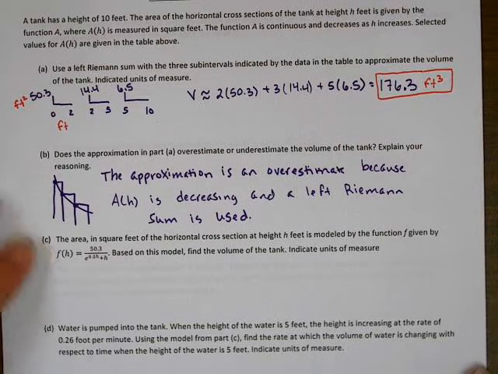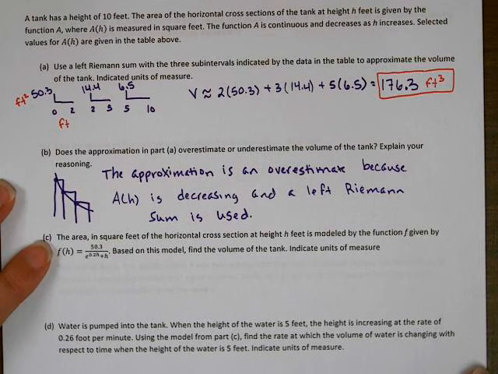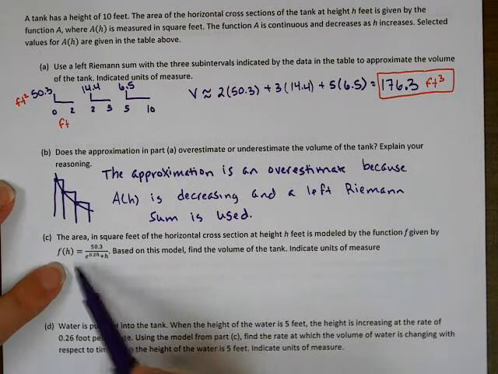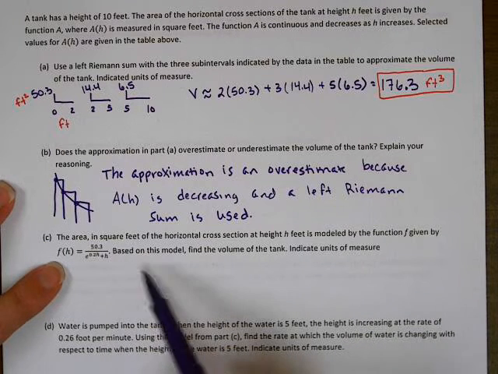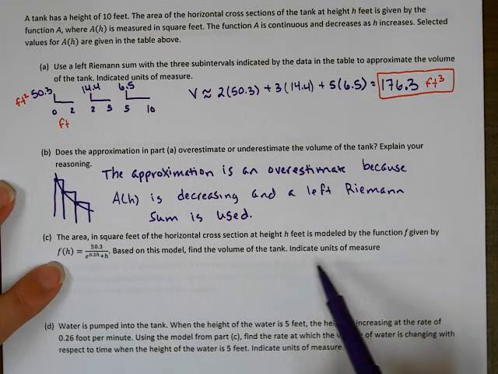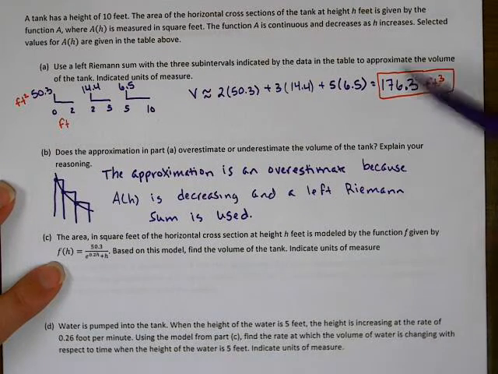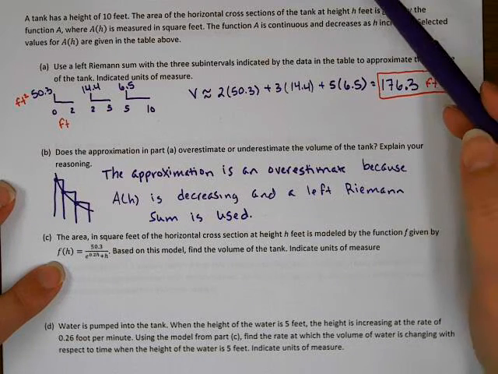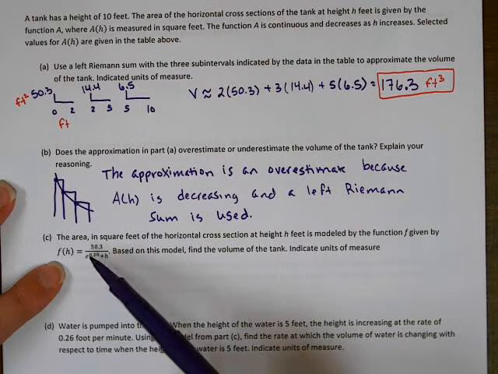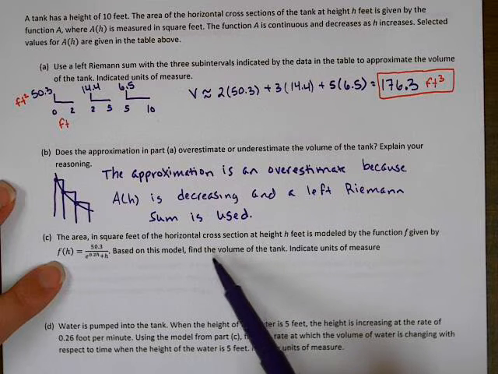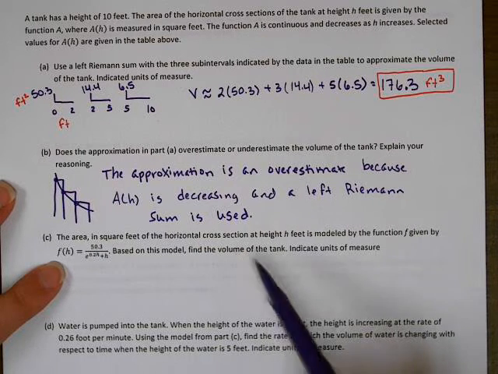So the area in square feet of the horizontal cross sections at height h is modeled by the function f, given by this right here. Based on this model, find the volume of the tank, indicate the units measured. So this is really similar to part A, except instead of using the information in the table up there, we were actually given the function. So we know if we have the area of these cross sections, we can take the integral to add all those areas up and get the volume.